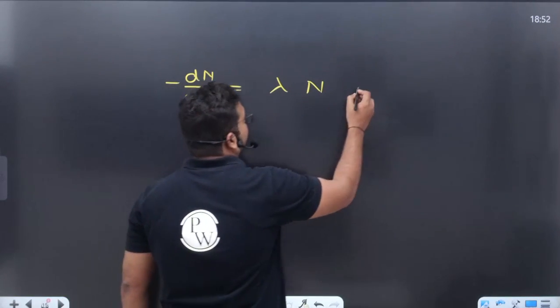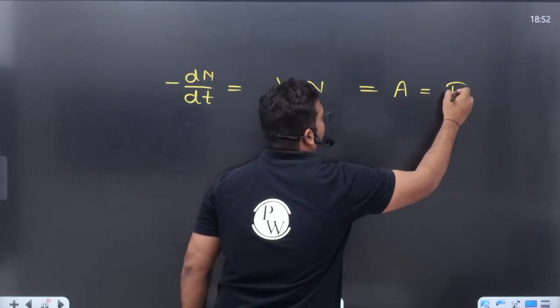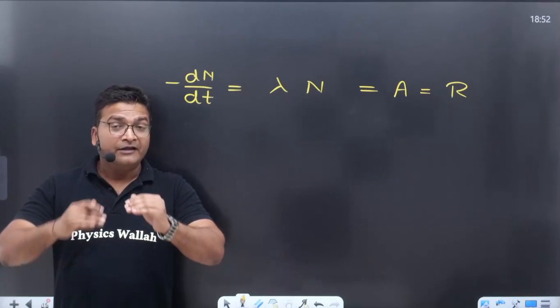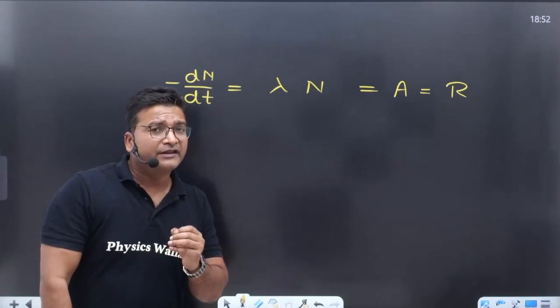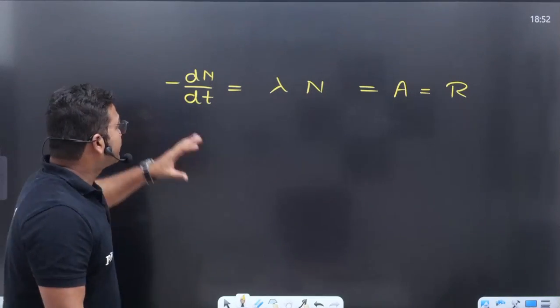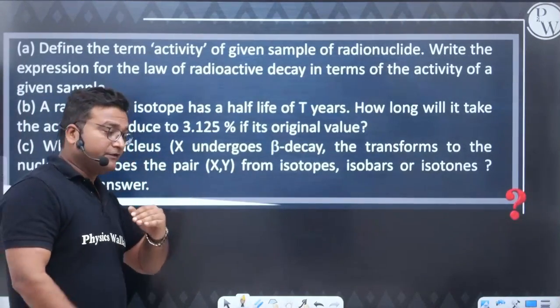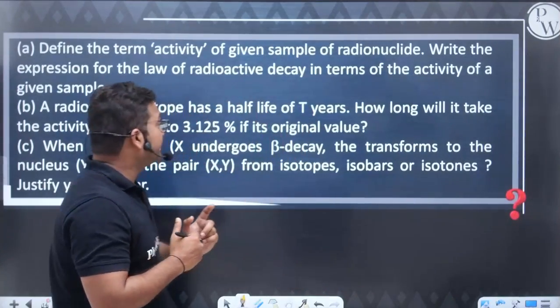It is also symbolized as A, or it is also symbolized by letter R. It has a unit. Its SI unit is decay per second. You have to write each and everything in your description. Otherwise, they are going to deduct your marks. So write the law correctly, define the term activity. It is actually decays per second. Remember, they are decays per second.